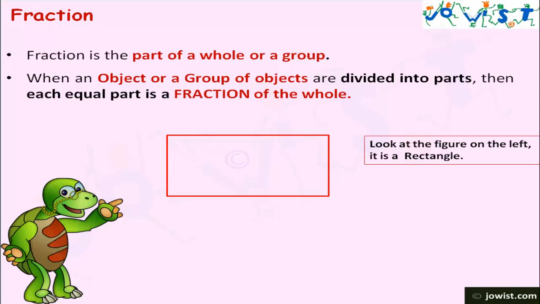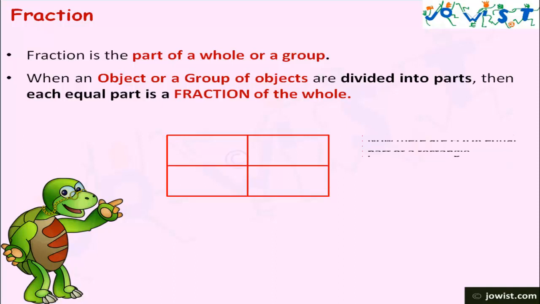Look at the figure on the left. It's a rectangle. Let's divide it into two equal parts. As shown, there are two equal parts of the rectangle. Divide it into 4 equal parts. Now there are 4 equal parts of the rectangle.